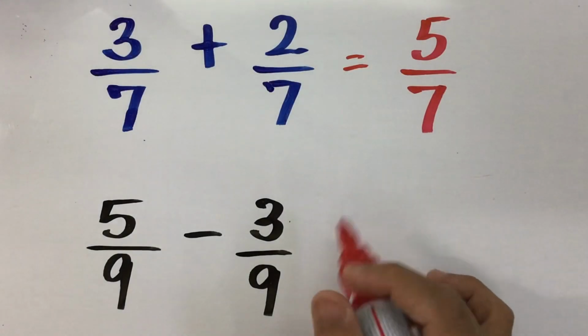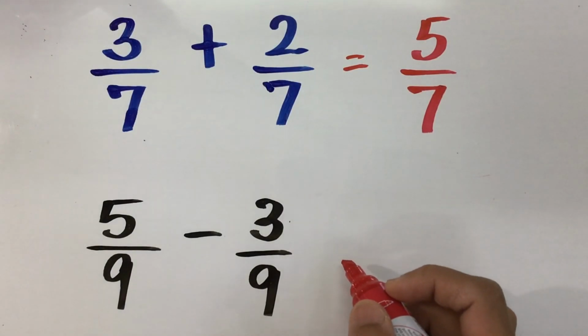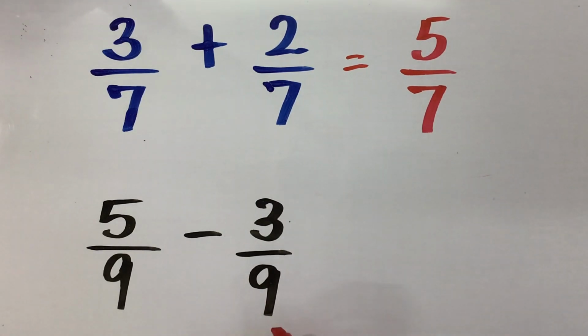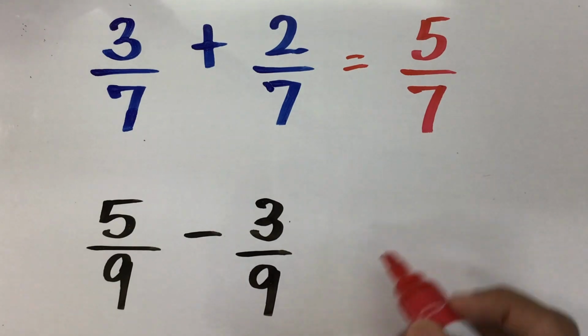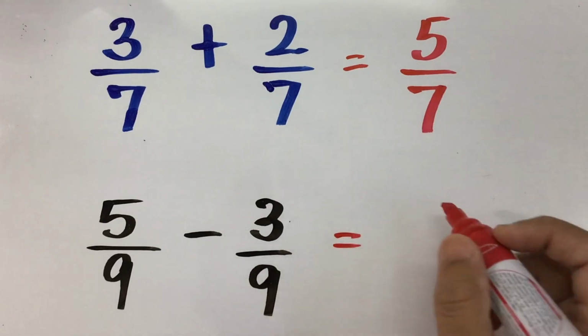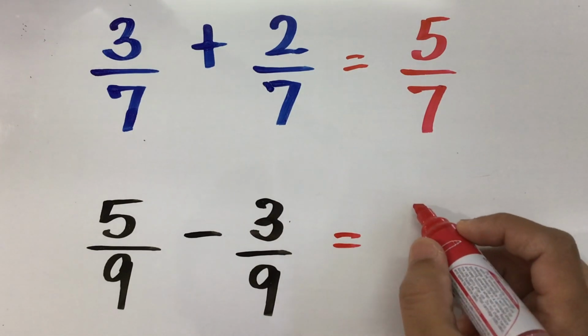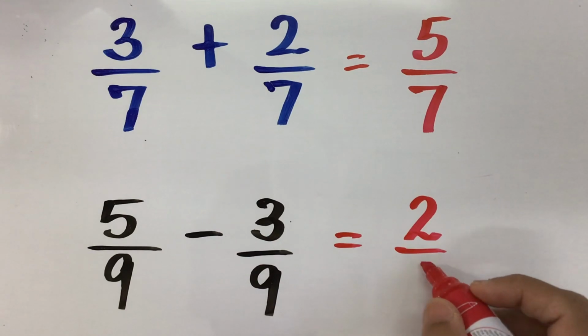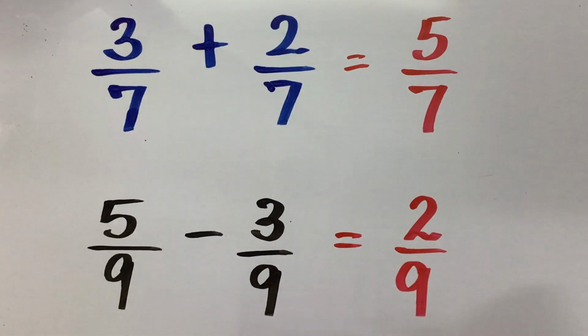Now let's take an example of subtracting like fractions. Once again, these two fractions are like fractions as they both have the same denominator. To work out your answer, you need to do the subtraction with the numerators. In this case, 5 take away 3, which gives us 2. And you keep the same denominator as in the fraction subtracted. 2 over 9 is your answer.